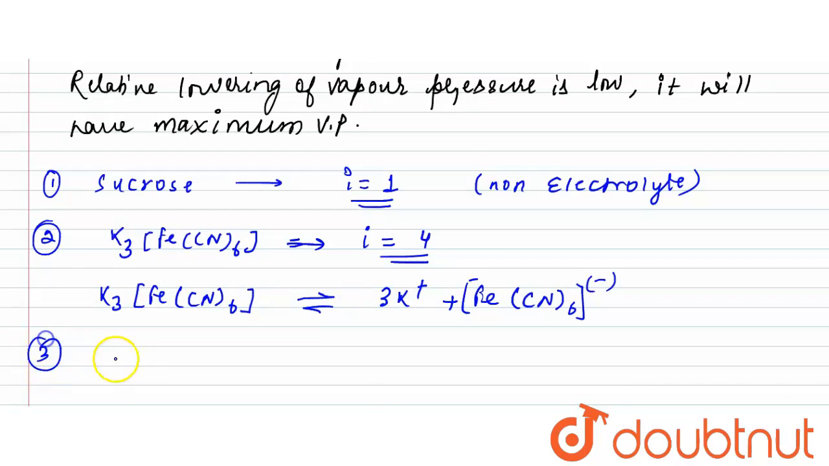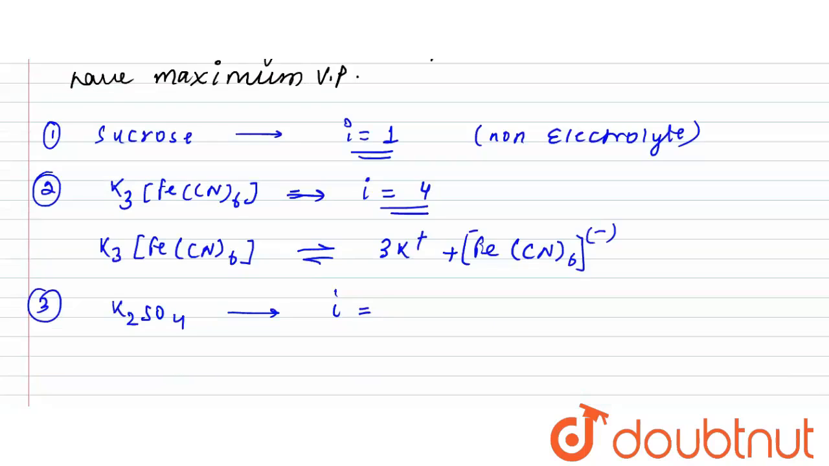And in the third case, it was potassium sulphate, K2SO4. So for K2SO4, let's see what happens when K2SO4 goes for dissociation. K2SO4 on dissociation gives us 2K+ and SO4 2-, right? So here you can see the value of Van't Hoff factor will be 3.